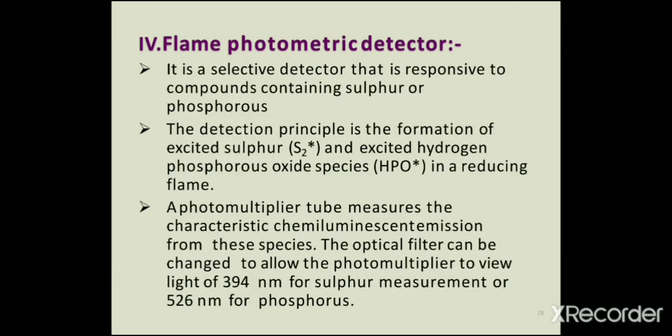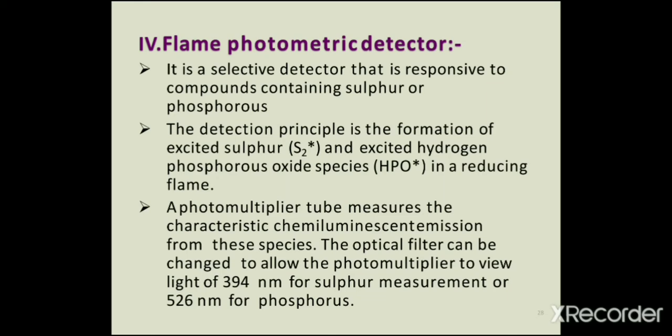The fourth type of detector is the flame photometric detector. It is a selective detector that is responsive to compounds containing sulfur or phosphorus. So if we have a sample which contains sulfur or phosphorus, then for such samples we can use the flame photometric detector. The detection principle is the formation of excited sulfur and excited hydrogen phosphorus oxide species in a reducing flame. So these excited species can be detected.